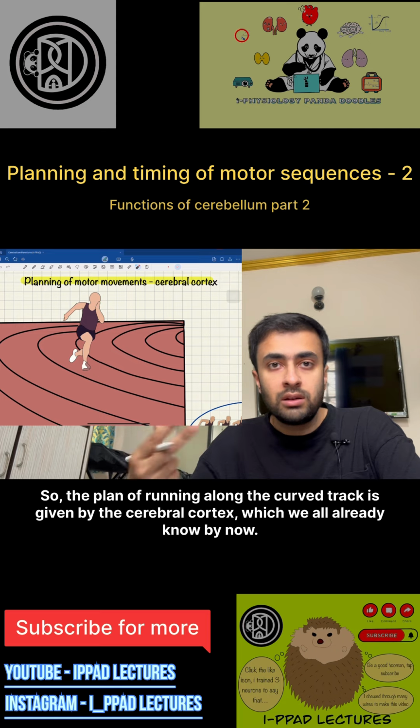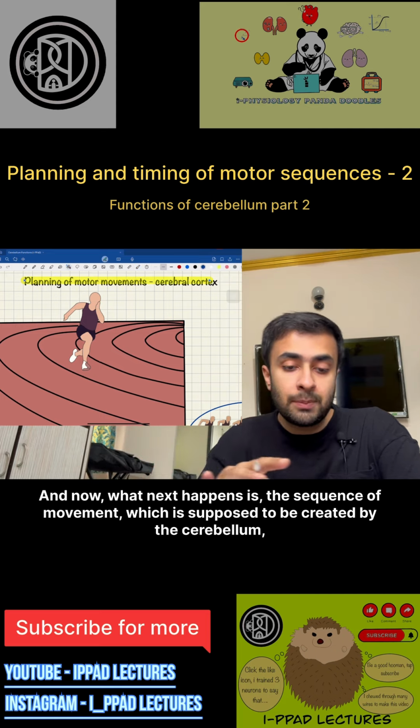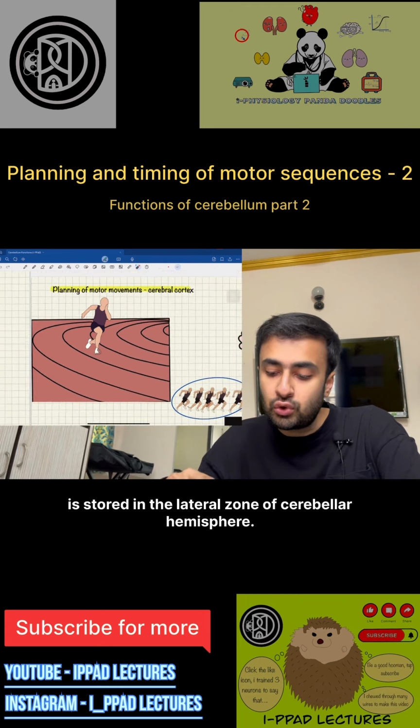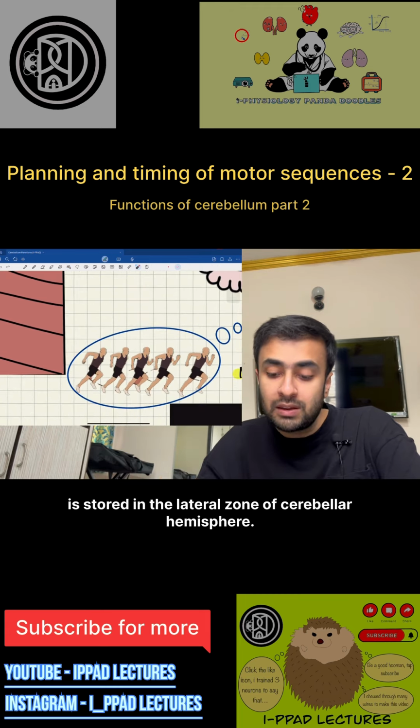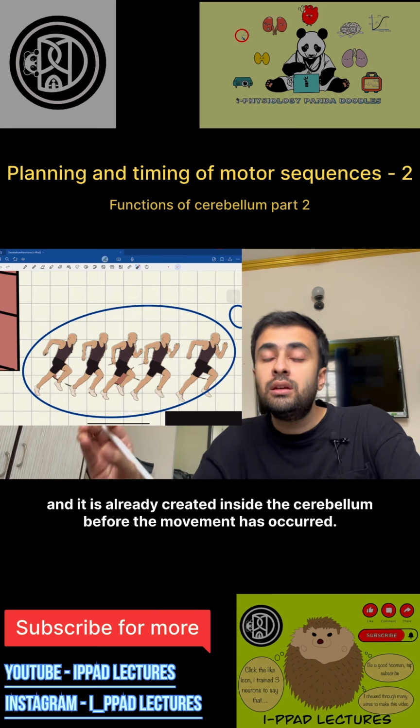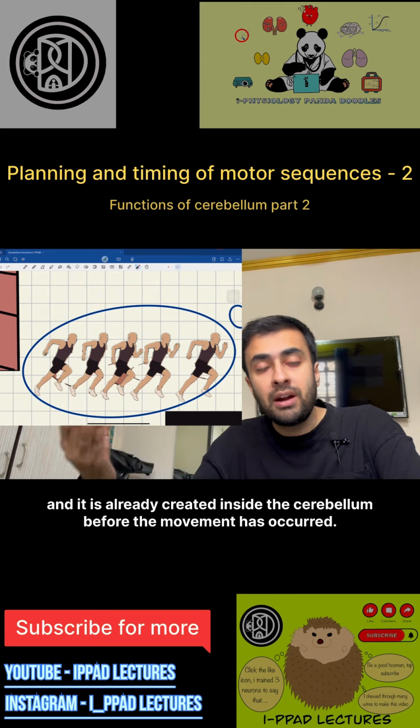So the plan of running along the curved track is given by the cerebral cortex, which we already know by now. And what happens next is that the sequence of movement, which is supposed to be created by the cerebellum, is stored in the lateral zone of the cerebellar hemisphere. This is a sequence of movement which helps the person go along the curved path, and it is already created inside the cerebellum before the movement has occurred.